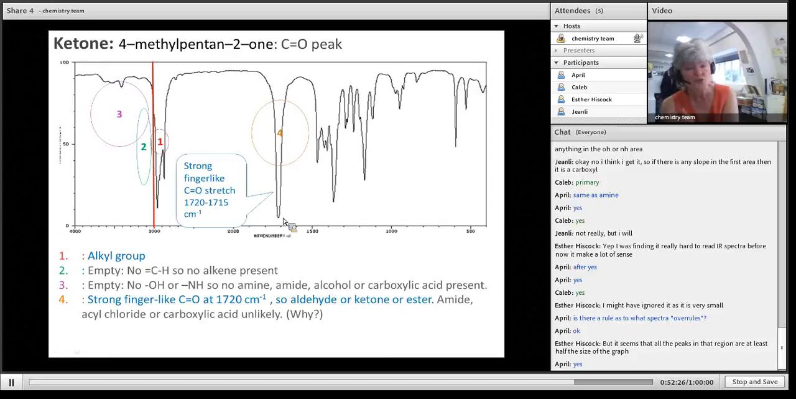So it's too high up for an amide and it's too low for an acyl chloride. So you can spell that out as well. You don't have to, in your discussion, state every single functional group that it is not in detail. But you do need to at least show that you've eliminated some and why. So we aren't just looking at what's supporting your molecule, but why you didn't choose something else.